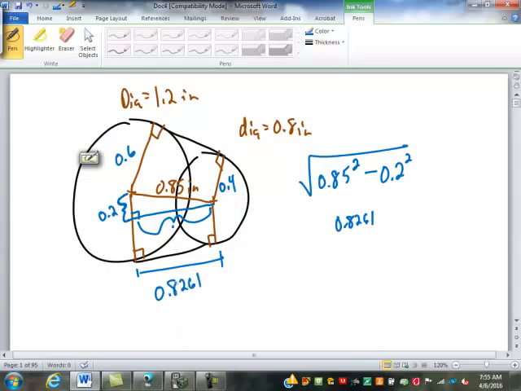So now to find the whole perimeter of this, we've got to find an angle. So let's find this angle right here. That angle is going to be the inverse sine of 0.2 over 0.85.